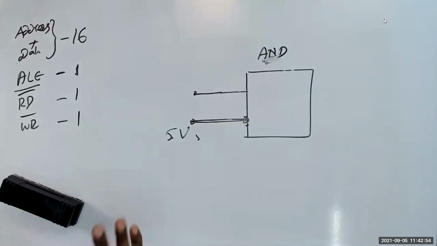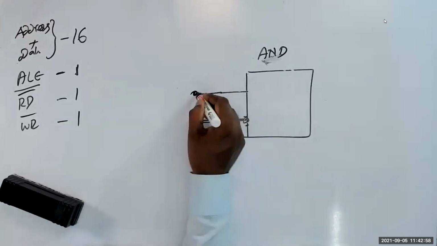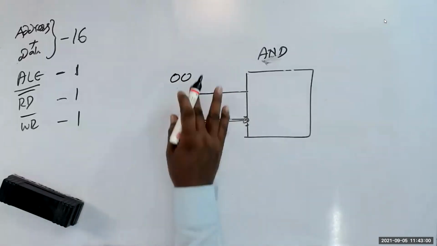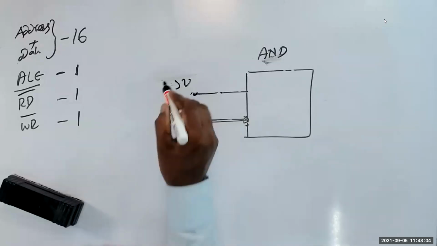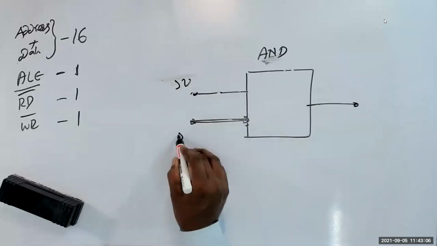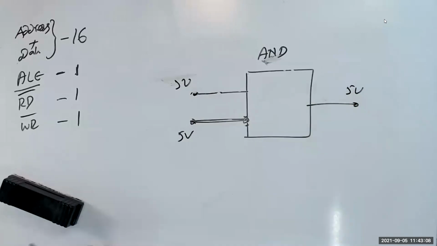active low means 0 voltage. So now let us assume that this AND gate input can be 0 or 1. When you give 5 volt, you get output as 5. When both are 5 volt, output is 5 volt. That is what we know.